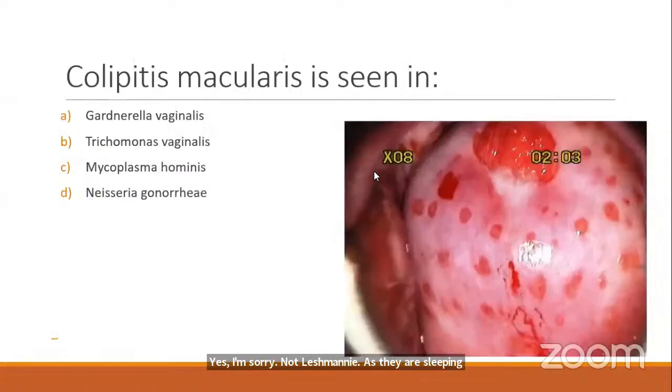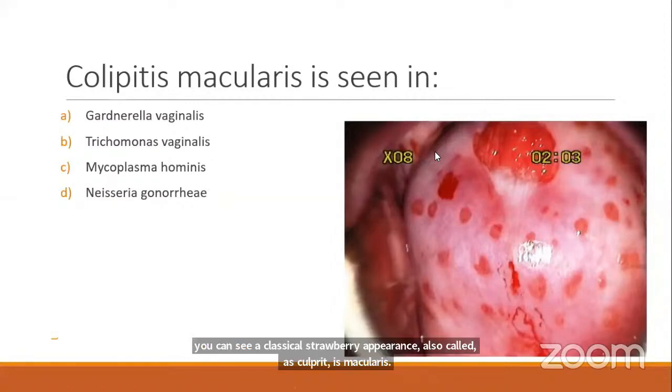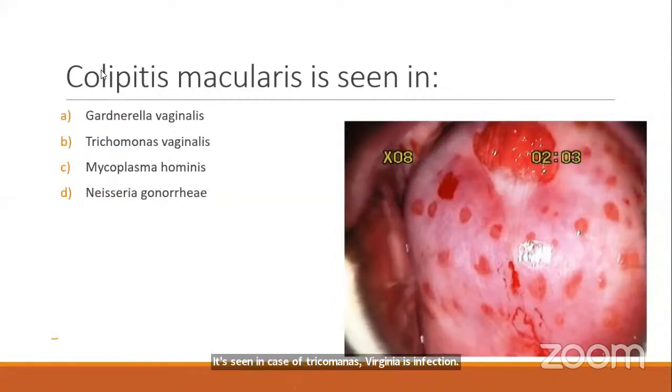So this is Colpitis macularis, that is the cervical area. You can see a classical strawberry appearance, also called Colpitis macularis. It's seen in case of Trichomonas vaginalis infection. In Gardnerella vaginalis infection, it is usually bacterial vaginosis.